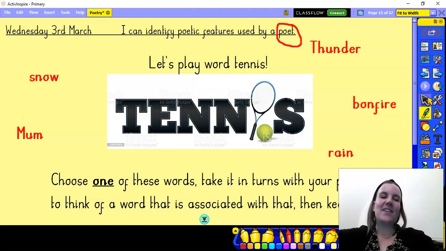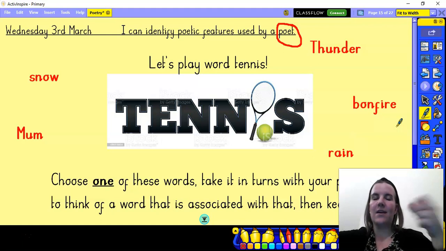But the idea will be that you are going to choose one of these words, okay, in red, and you are going to bat backwards and forwards a new word which is associated with the first word you say. Okay, so I'll give you an example to help explain that. The word that stands out to me is this word here, bonfire. When I think of the word bonfire, the first word that I think of is hot. Okay, so my word in my game of word tennis is then going to be hot, and that's me batting the word back to my partner.